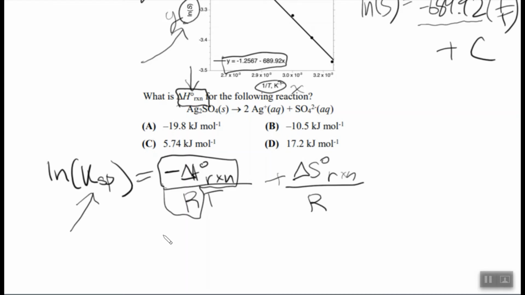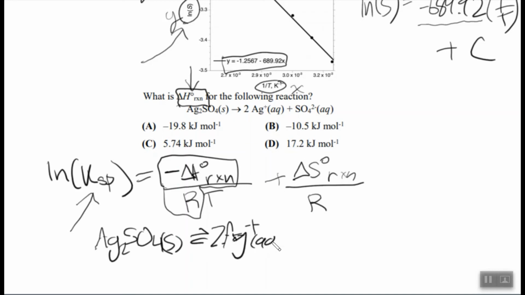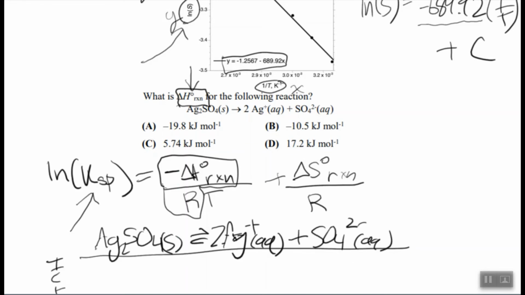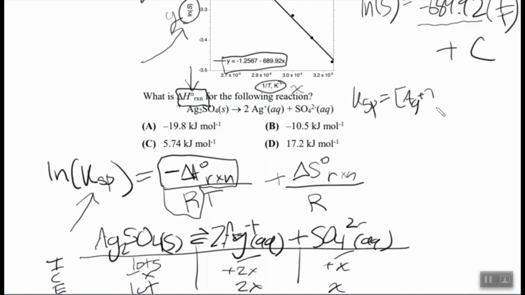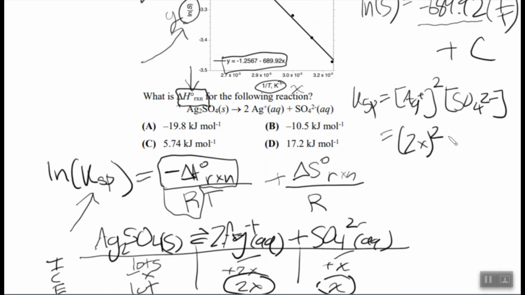So let's write out the reaction for the dissolution of silver sulfate. So this will become 2Ag+ aqueous, plus SO4 2- aqueous. And if we do an ICE table, you can kind of see where it will go. So we have lots initially, minus x, plus 2x and plus x, and in the end, we have 2x and x here. And we know that the Ksp for this reaction can be written as [Ag+] squared times the concentration of sulfate ions. And we simply chug these equilibrium expressions in there, and what we do is we put 2x here, and we put x here.